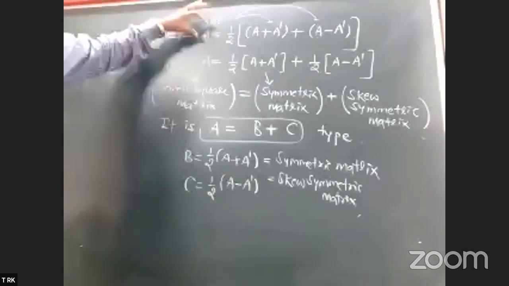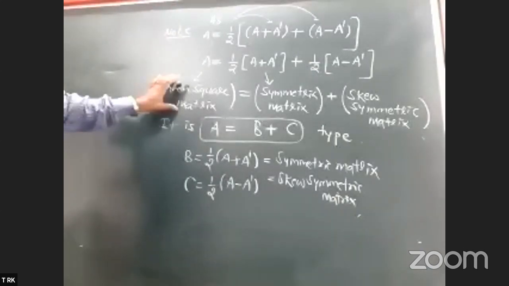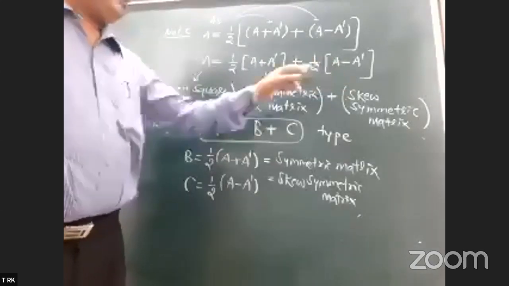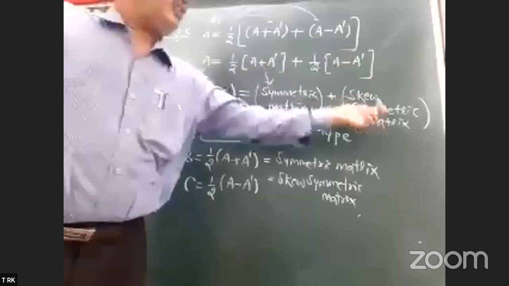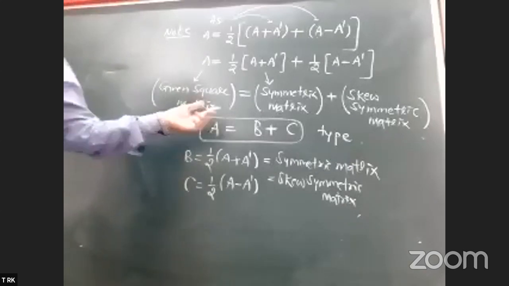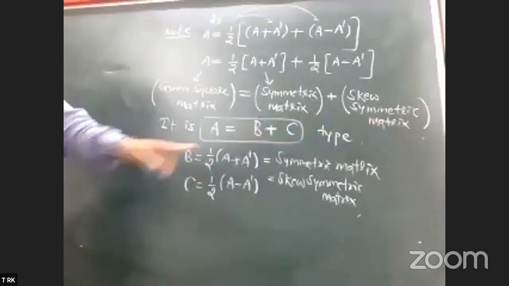Given any square matrix A, it can be expressed as the sum of two matrices, in which the first one is symmetric and the second one is skew symmetric. So one can split the given square matrix in terms of the sum of a symmetric and a skew symmetric matrix.